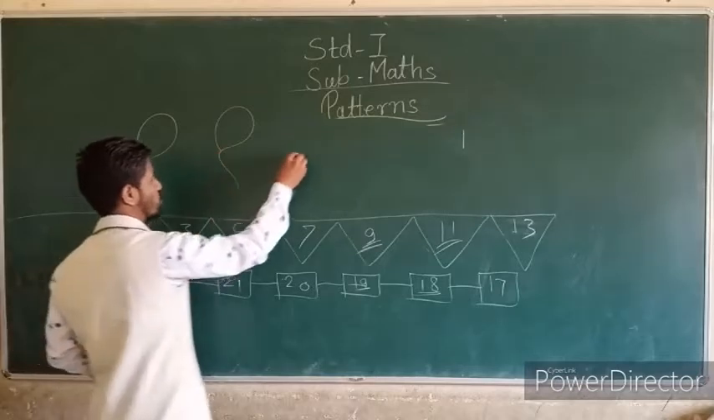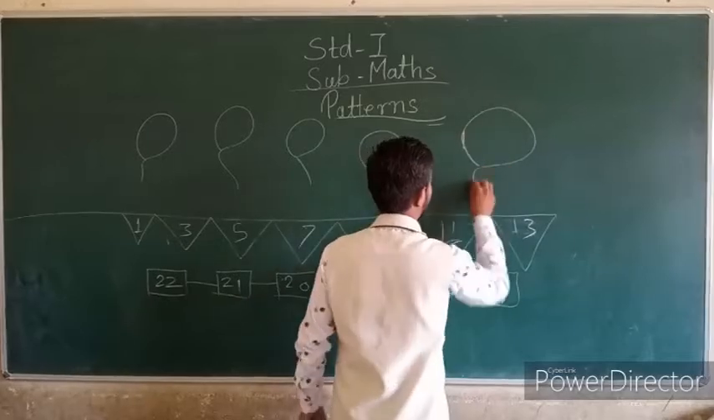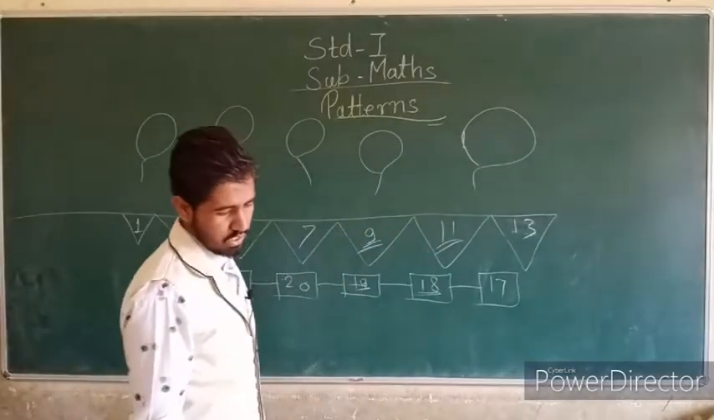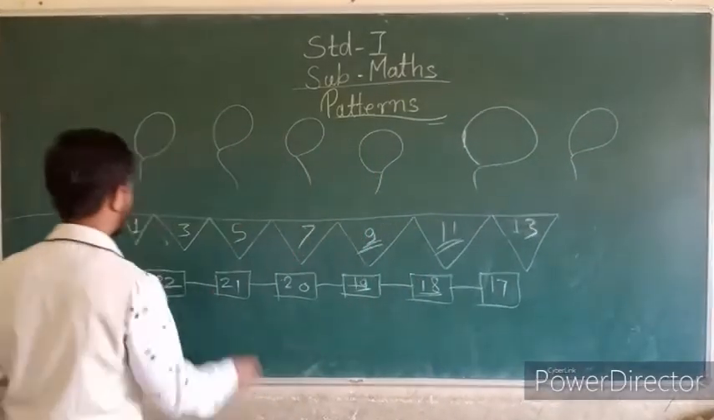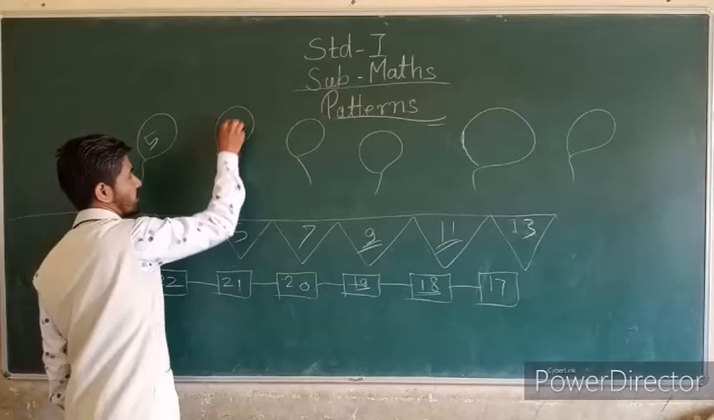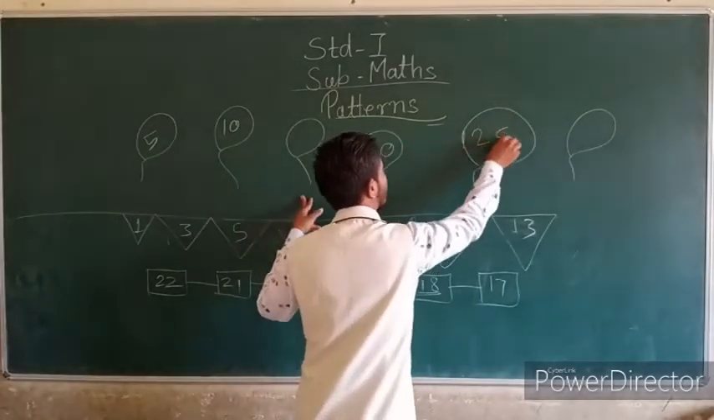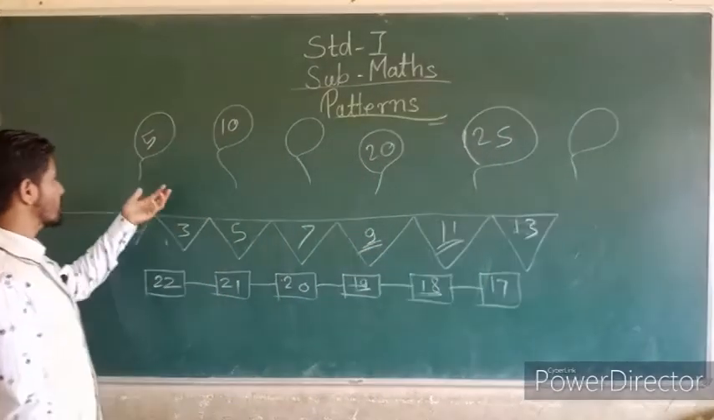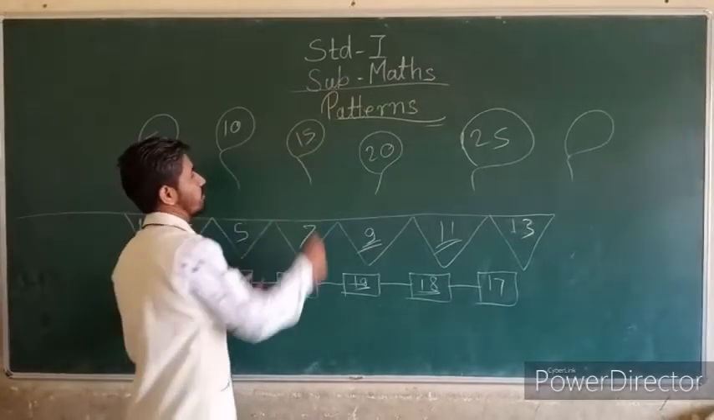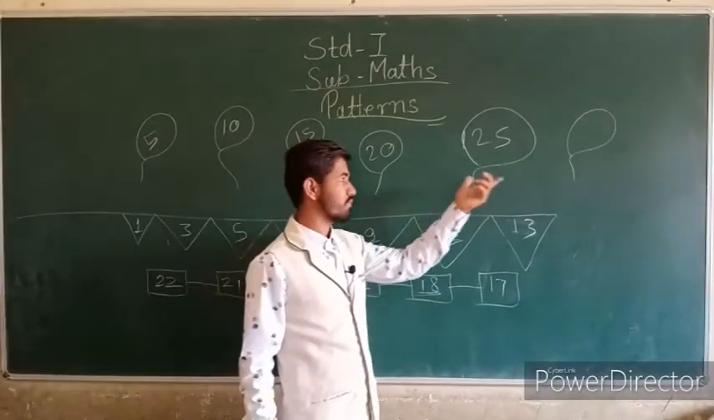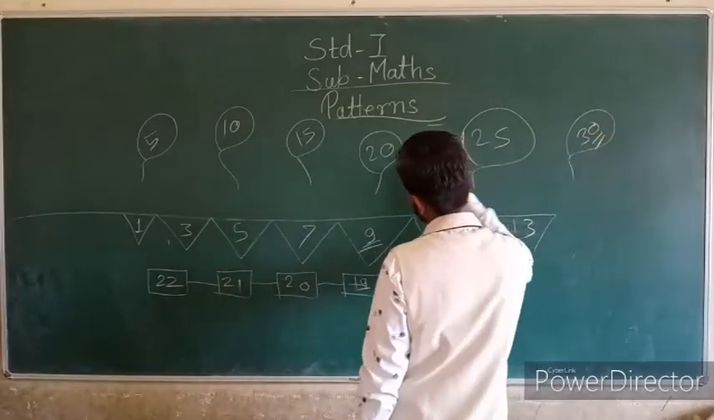1, 2, 3, 4, 5. Okay. So in that 5 and 6 balloon there are some numbers. 5, 10. Here the missing numbers are 20, 25. So what happened here? Here is some table. 5 ones are 5, 5 twos are 10, 5 threes are 15, 5 fours are 20, 5 fives are 25, 5 sixes are 30. So those are the missing numbers.